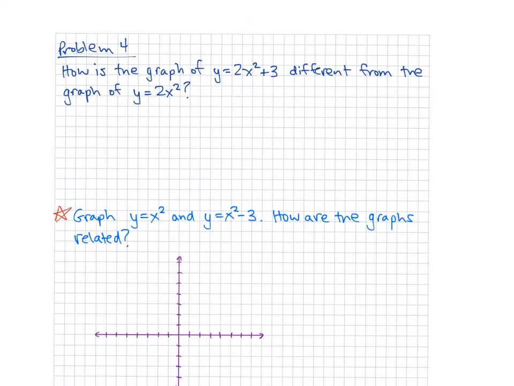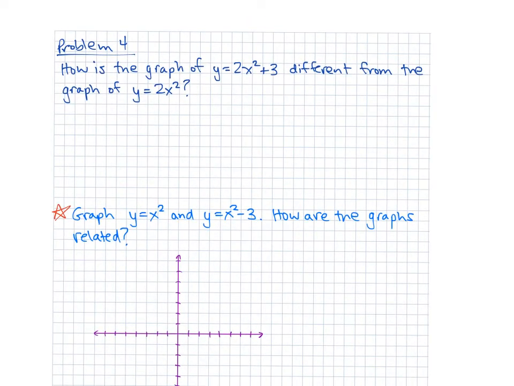Okay, so problem 4 says, how is the graph of 2x squared plus 3 different from the graph of 2x squared? Well, we can see here the difference is just that you add 3 to it, and then what we just learned above is that it just means it goes up 3. So it's different from the graph because it's that same graph moved up 3. It's moved up 3.